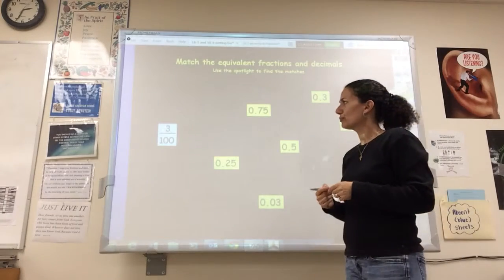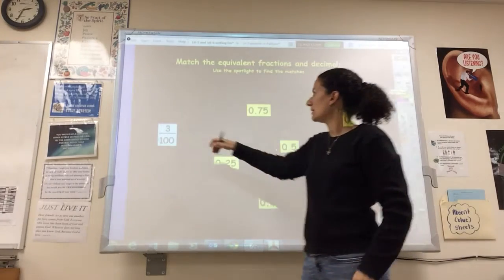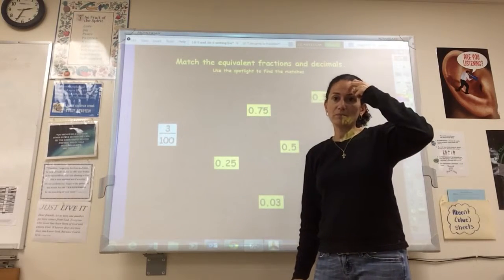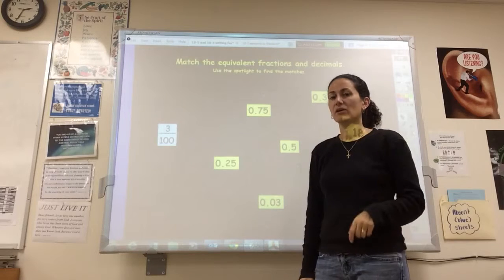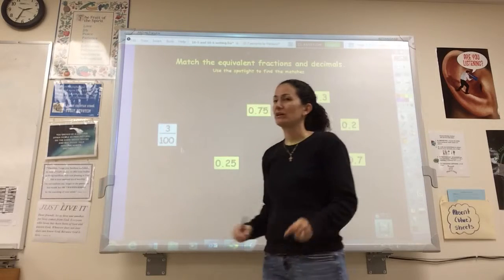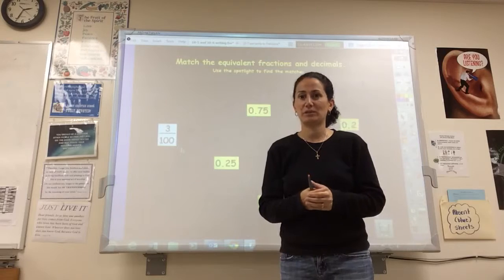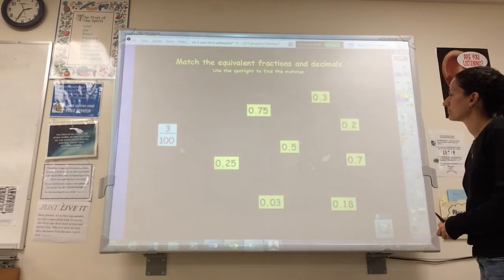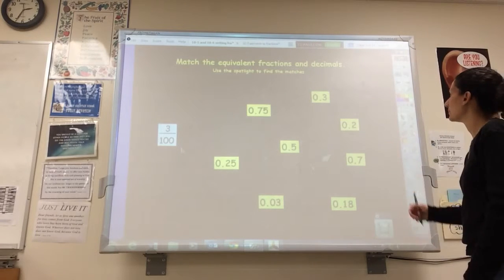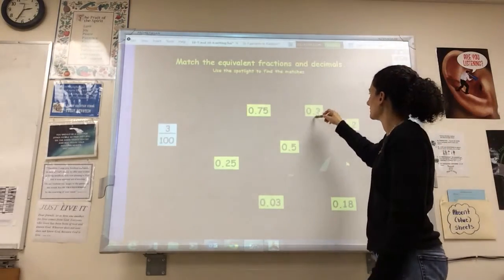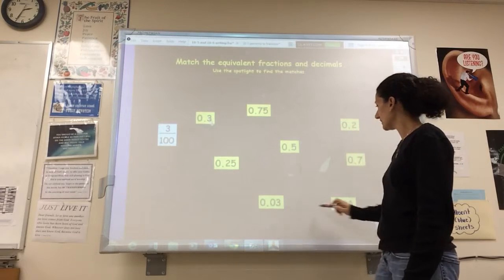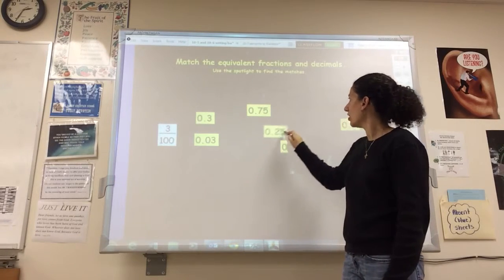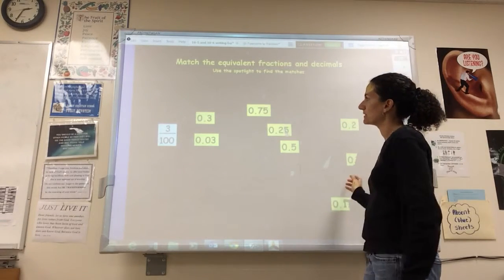So here's another one, 3 hundredths. This time, the number on the top, the numerator, is a single digit. We need to make sure that digit, or the last digit of the number in the numerator, is in the hundredths place. So if we have something like 3 hundredths, take a look around. We have two decimal numbers that have a 3 in them. So we have two options. Is it 0.3 or is it 0.03? All of these other numbers don't even have a 3 in them, so they don't even make sense.